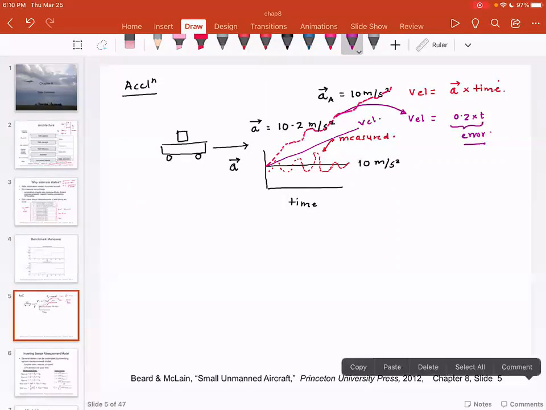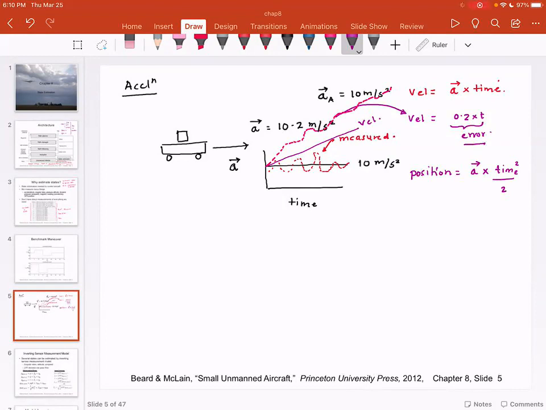Now let's look at the position. So you have position, which is acceleration multiplied by time square divided by 2. If you integrate acceleration, this is what you get. Assuming it's starting at 0 position, the position is going to be something like this. But now, if you were to use the measured velocity that has some error, the velocity gives rise to this position.